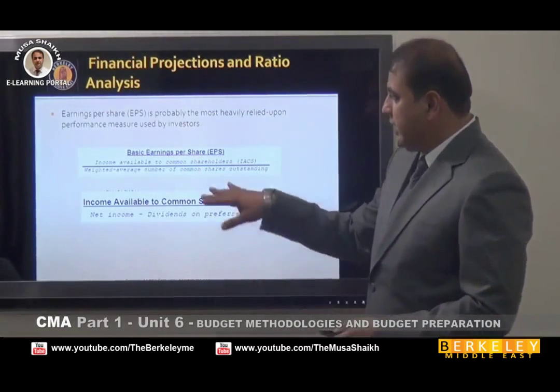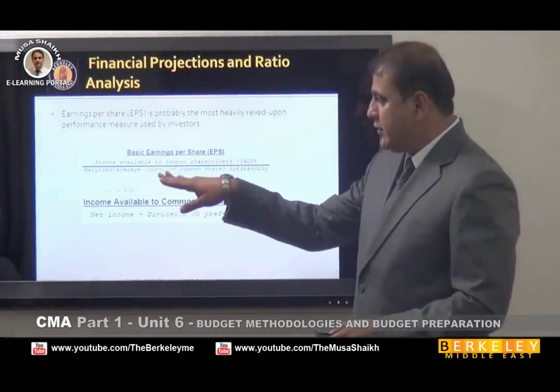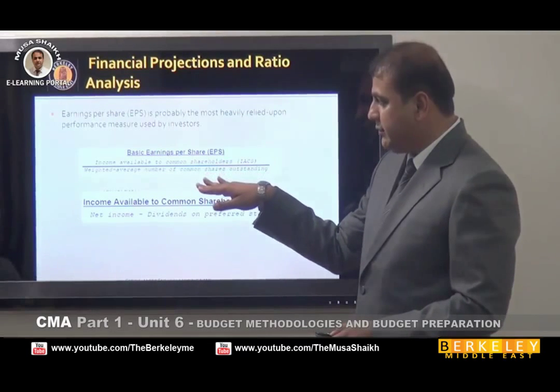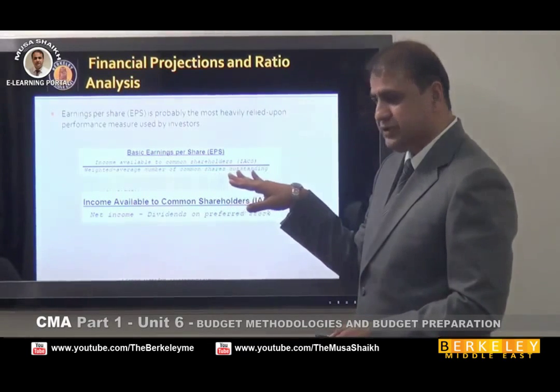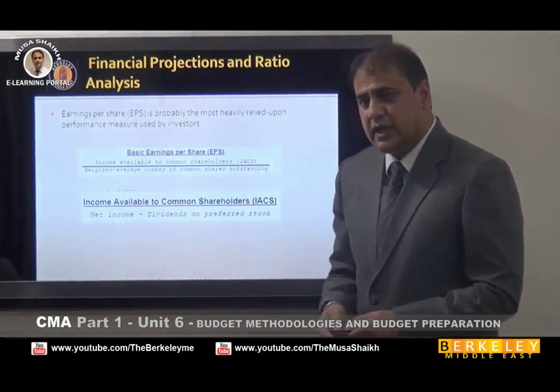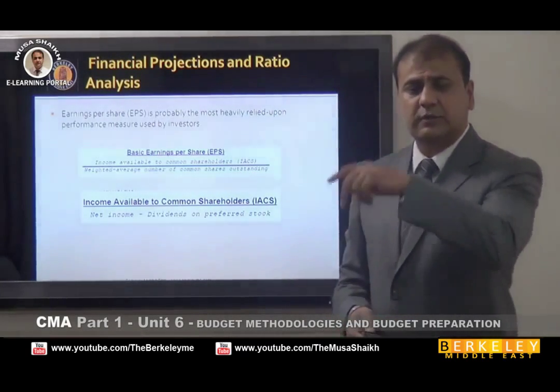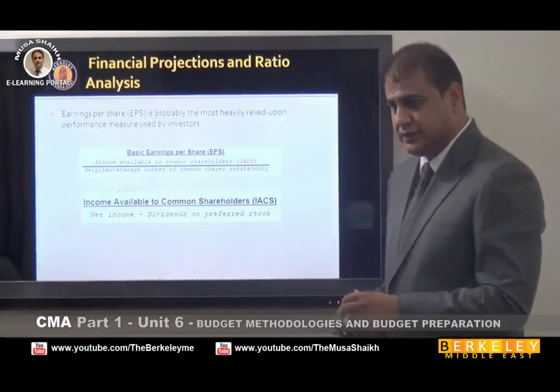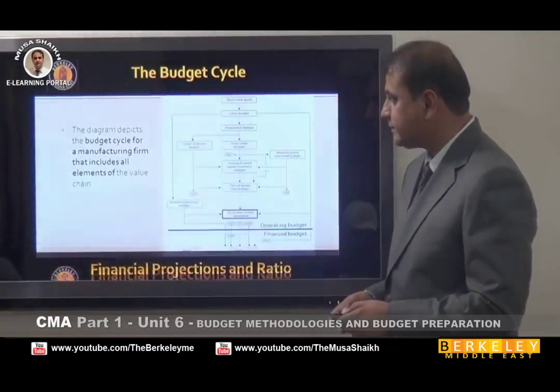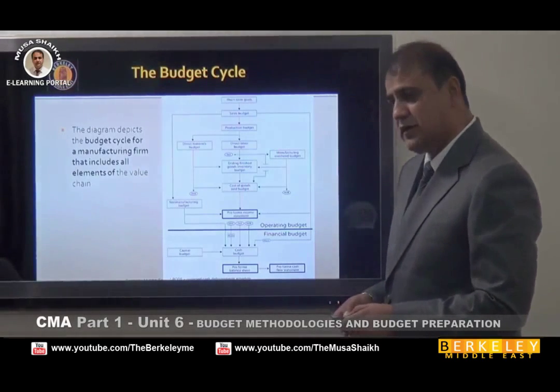The formula for earnings per share is income available to common stock divided by the weighted average number of common shares outstanding, right? And how to calculate this will be in the Part 2 course. This is just for your information. This is the end of our discussion.